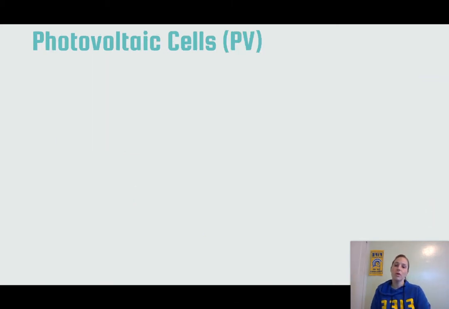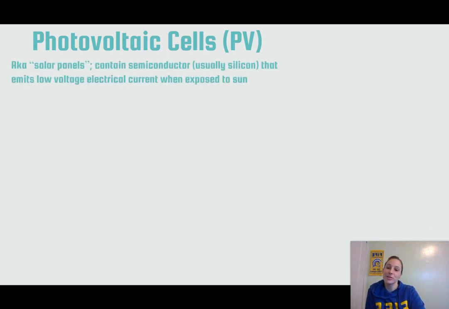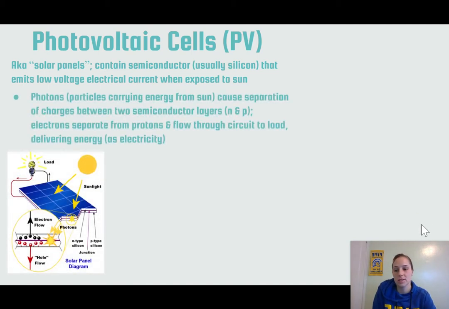Now, these are going to be photovoltaic cells, PV, or AKA solar panels, as they are typically called. Now, solar panels are going to contain semiconductors, which are usually silicon, that emit a low voltage electrical current whenever they're exposed to the sun. So you don't need to be able to fully describe this process for the AP test, but I'm going to briefly walk you through it.